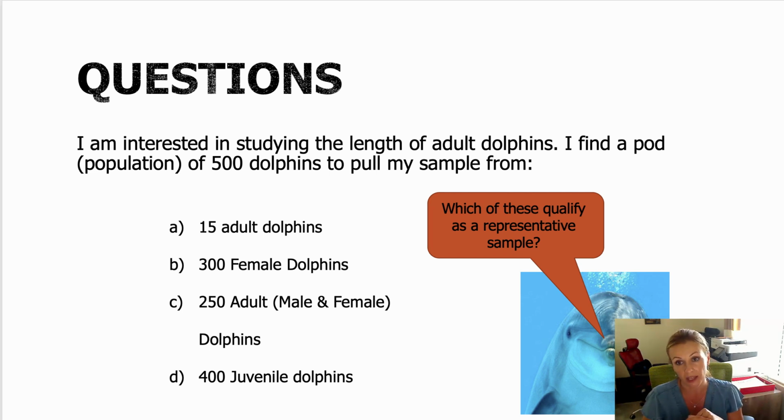250, though, that's a pretty good sample size, and they're all adult dolphins. You have a mixture of both male and female. Now that would be pretty representative for the research question that you're asking. And finally, the 400 juvenile dolphins. That seems like a high number, so the sample size here is high, but these are not representative of what you're trying to study, because juvenile dolphins have not reached their full length yet. So whatever measurement you get from them is going to be wrong.